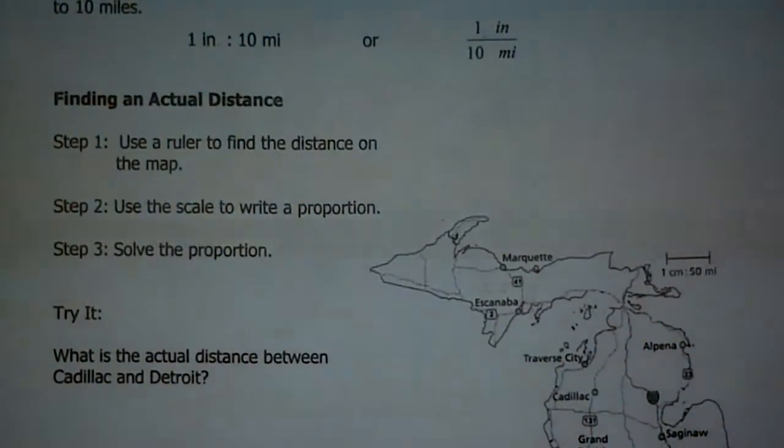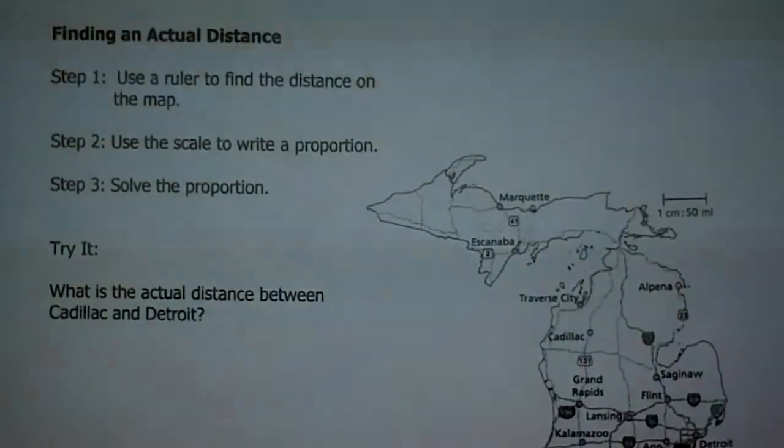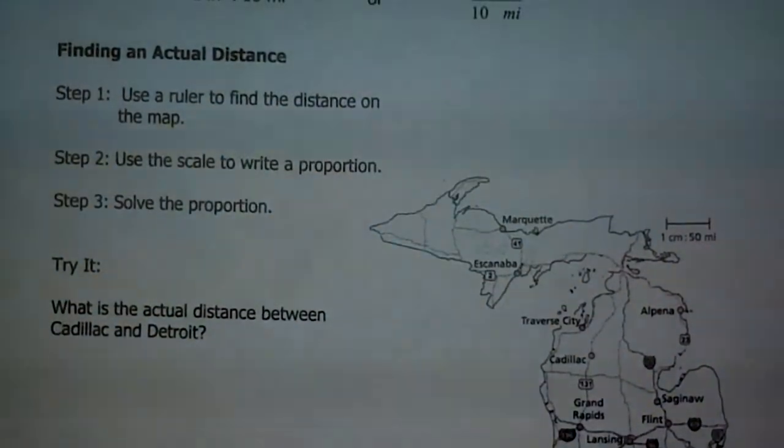Alright, so we're going to practice finding an actual distance. If you don't have a ruler, maybe you could press pause and go grab a ruler. I have mine here, so pause. Welcome back. Okay, so here's a little map of Michigan. Let me see if you can see that. Well, I know it's on your paper. I don't have the whole thing there, but there you go.